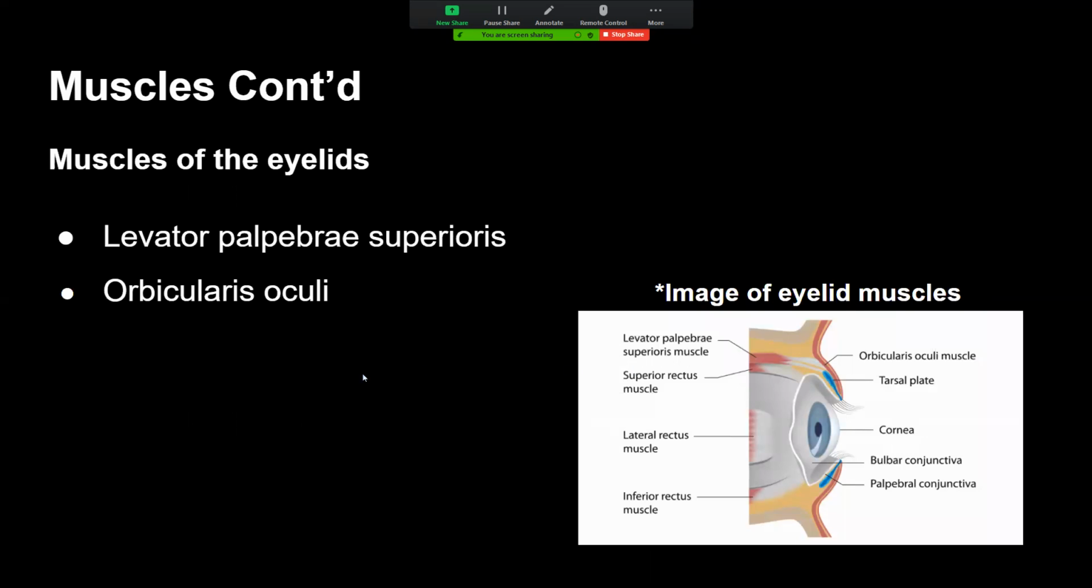The next slide are the muscles of the eyelids. There are two of them, and the first one is the levator palpebrae superioris. This muscle is located in the orbit that elevates and retracts the upper eyelid. It also maintains the upper eyelid position. So when I am blinking rapidly, that is a muscle that is being utilized. The orbicularis oculi is a muscle that encircles the eyelid and closes the eye. So it's located right here, and when I am sleeping, that is a muscle that is mostly in use.